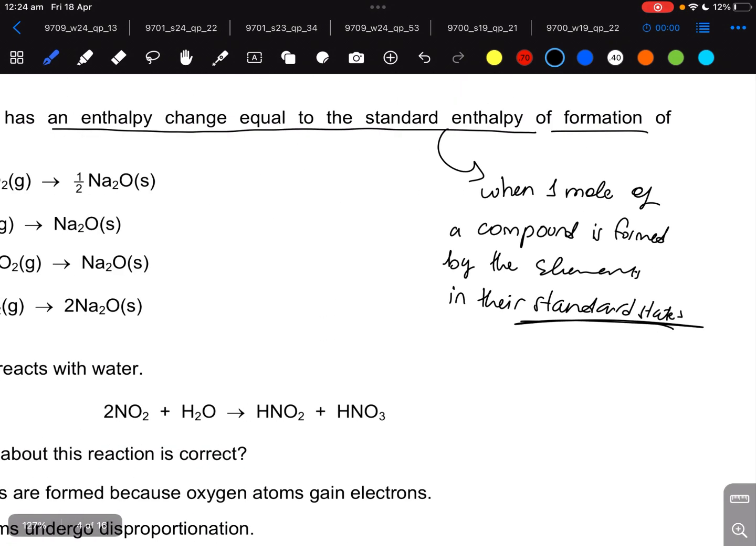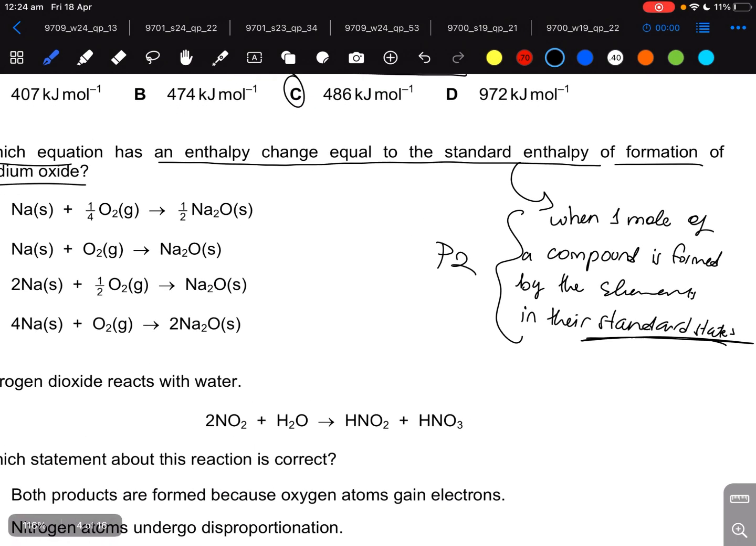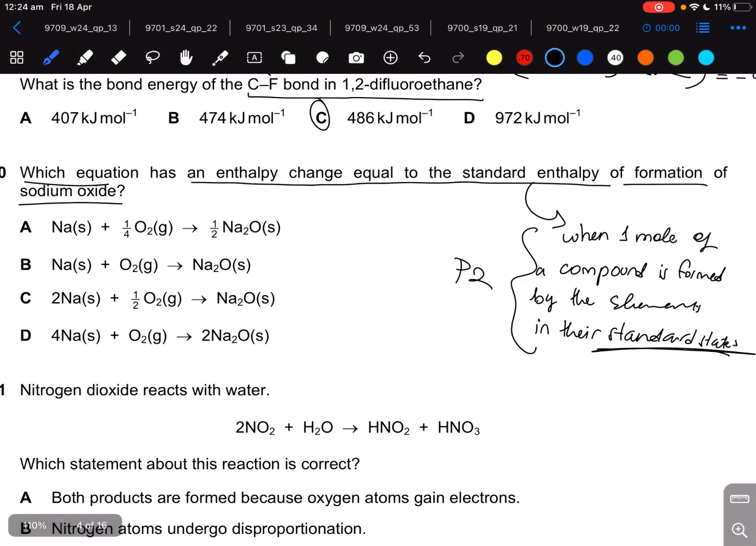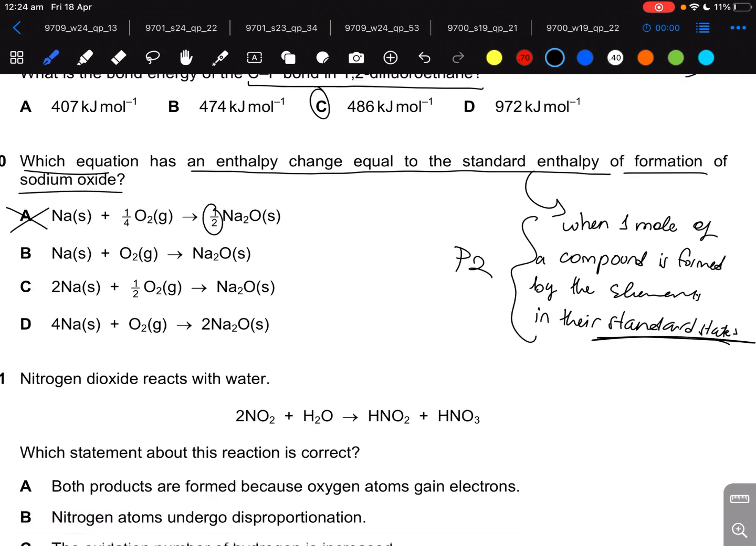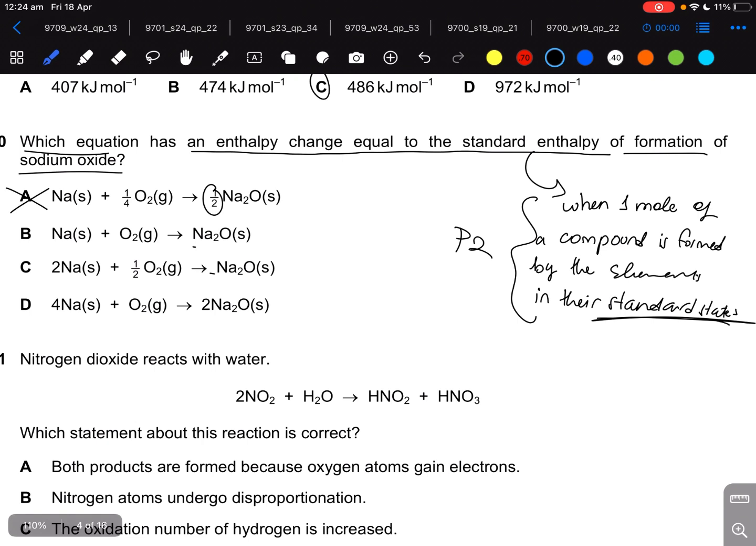They're not the same. I've seen an examiner report once mentioning that they're not the same, and some candidates lost their marks because of that. So it's better to say standard states. This is important for paper 2. I'm just dropping info here, and it's important for answering the question also. So 1 mole of the compound, so this one is wrong. These are alright, they check out on that point, but this is wrong. So it's either B or C.